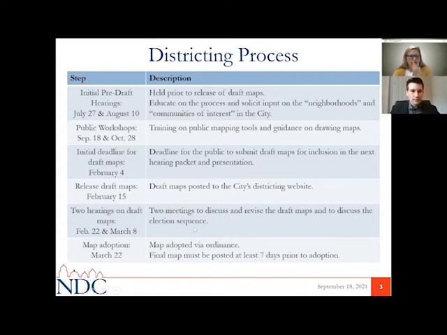So basically, which council members will end up in which district and what the term cycles would look like. And lastly, the council will choose one of those maps to formally adopt on March 22nd.